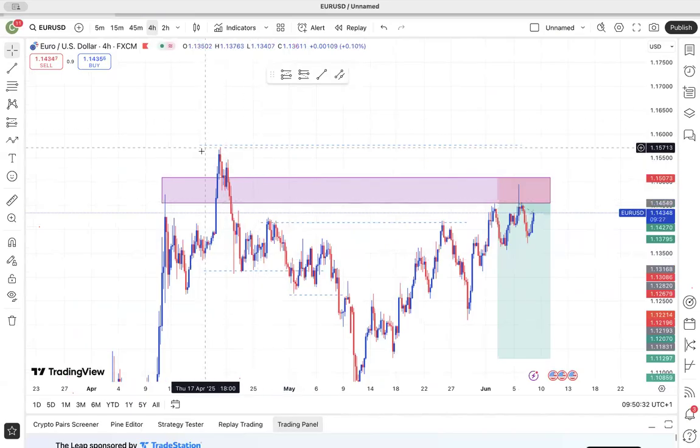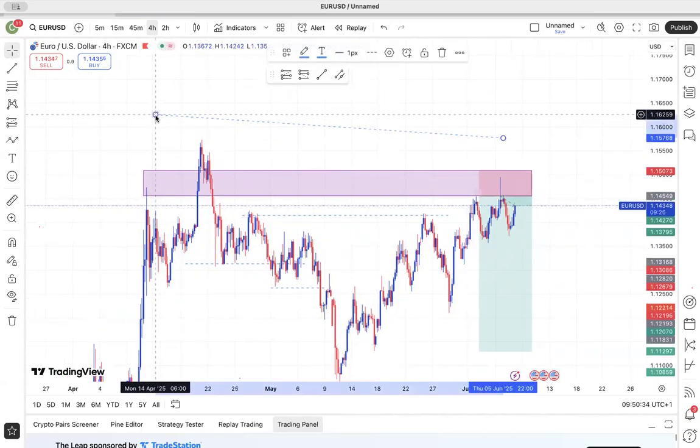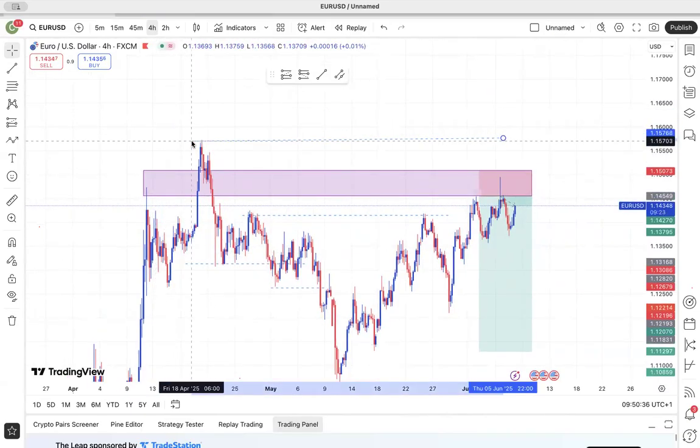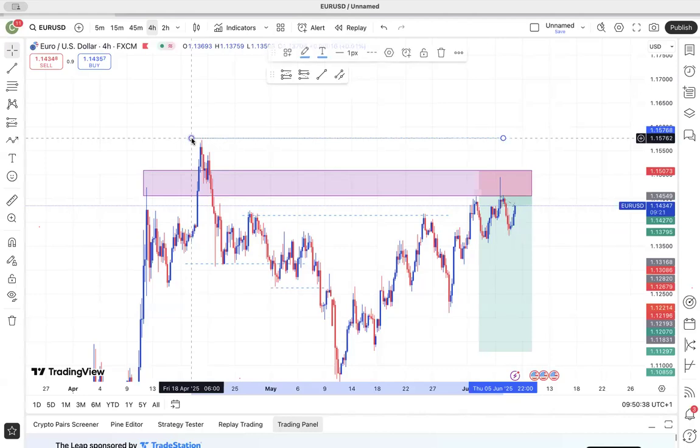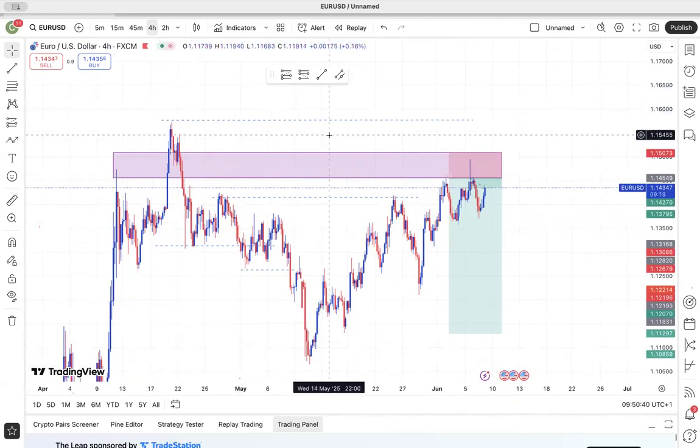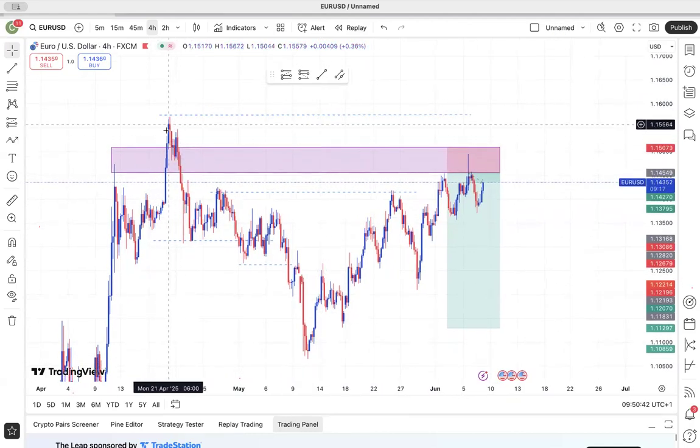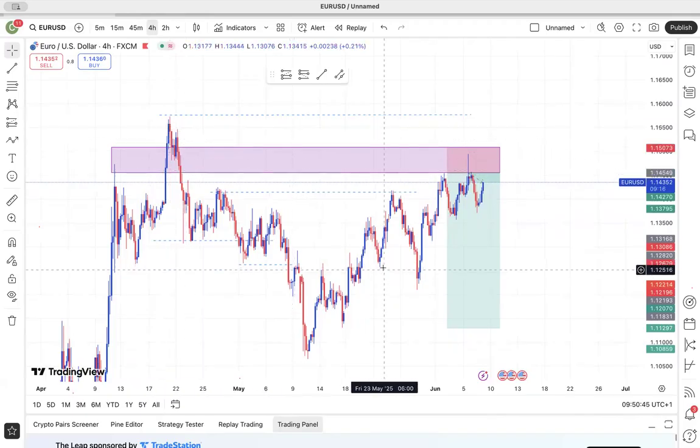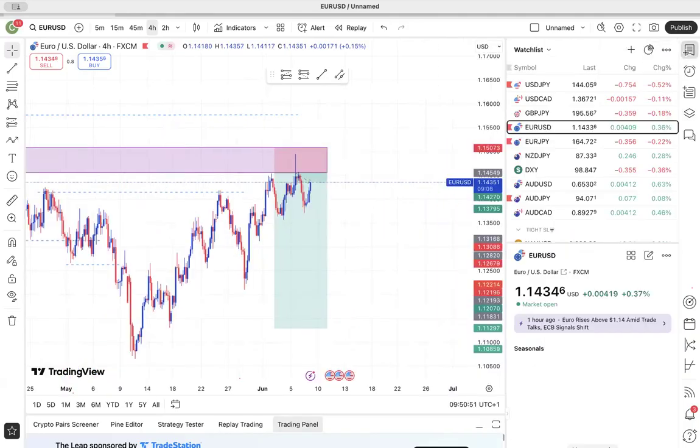And for as long as this high is not broken, the sales are still quite valid. Until that high is broken, the high would basically say otherwise, that okay, I'm no longer valid because I've been broken. But for as long as that high is not broken, the sales are inevitable. And that's it for gold buys and Euro USD sales.